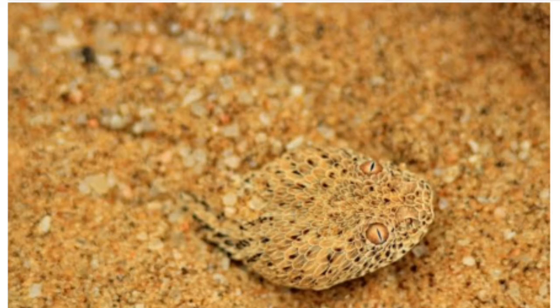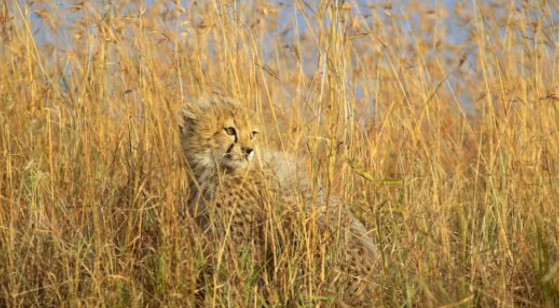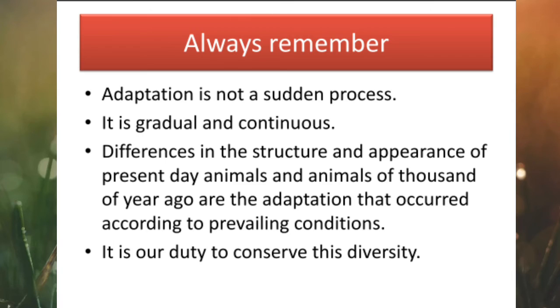Adaptation for blending with the surroundings. Changes that take place in the various organs and life processes of organisms that enable them to live, feed, reproduce, to perpetuate themselves and protect themselves from their enemies in specific surroundings, depending upon the habitat and its geographical conditions are called adaptations.